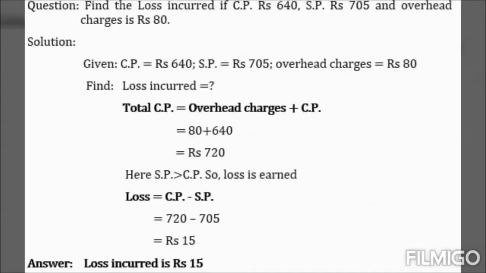So CP is 640, selling price is 705, overheads is 80. So we have to find out the total cost price, which is 640 plus 80. That is 720 rupees is the total cost price, and SP is equal to 705. Altogether, the CP is greater than SP. Therefore, there will be a loss of rupees 15.